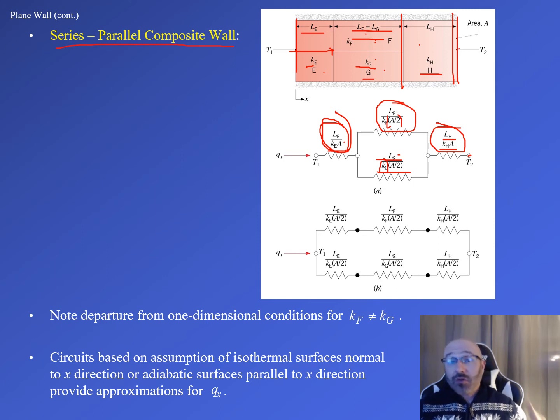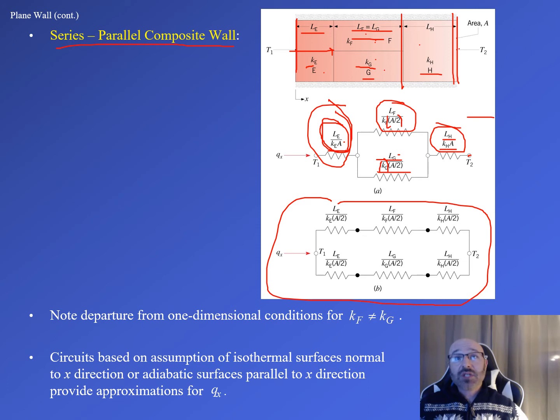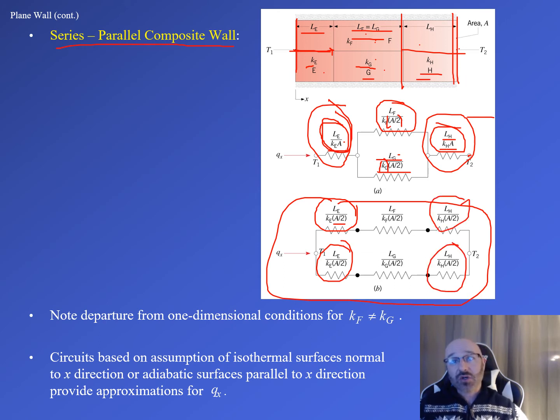Now, if we recall, going back to EE equations, there's another way we could draw the same circuit. We could draw it in this manner, where we take these two on the end and say we're dividing those into two identical materials. So we do the same thing there, and it's just LE over KE, and then this is A over 2, and it's the same thing on the top and bottom. And we do the same thing for material H over here, where we can draw it out in this circuit like this.